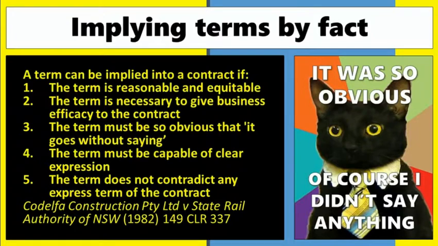The term must be capable of clear expression. It means it can't be vague. It has to be understandable, tangible, and measurable. And finally, it can't contradict any express terms. Why? Because the express terms of the contract are what we've actually encapsulated and what we've actually agreed upon. And so as a result, we can't imply terms that don't sit with this. In essence, an express term is going to trump an implied term, or at least an implied term by fact.